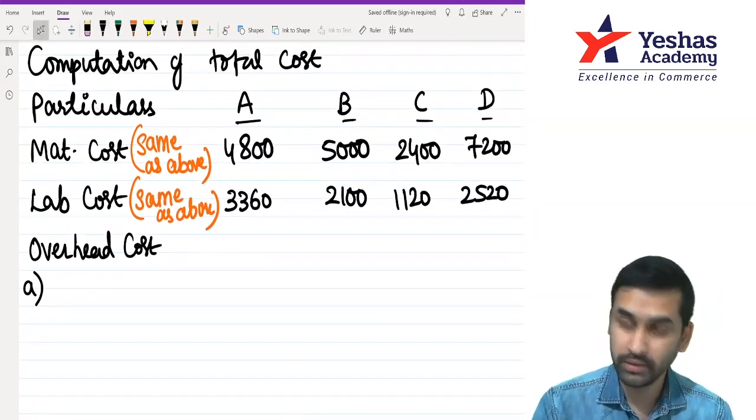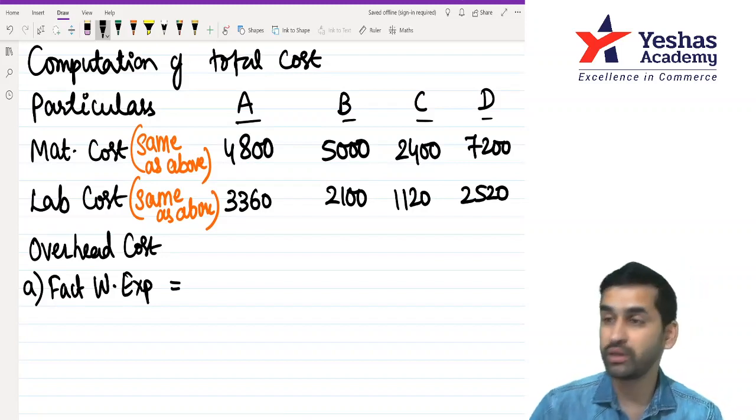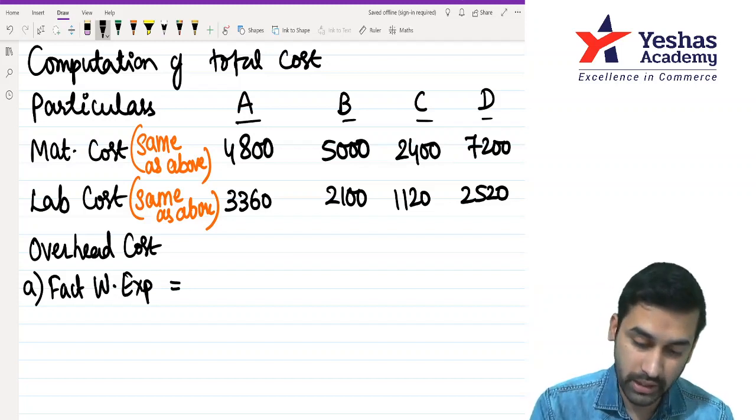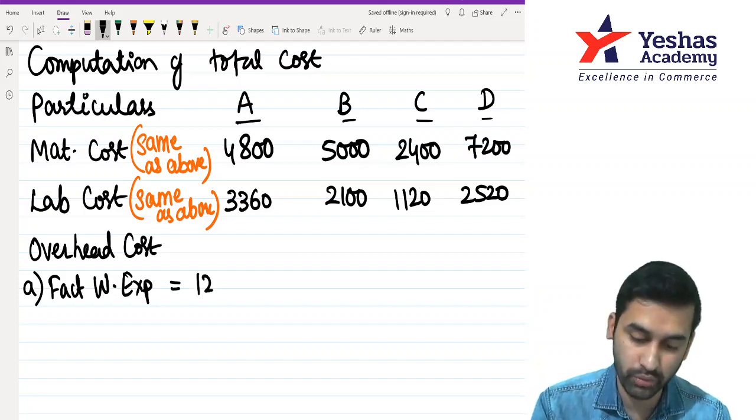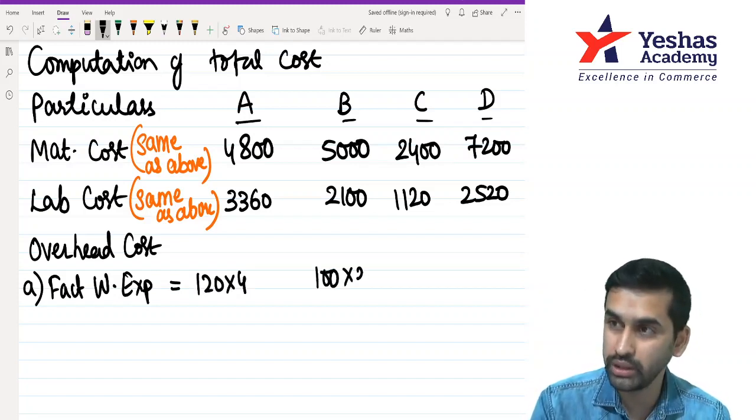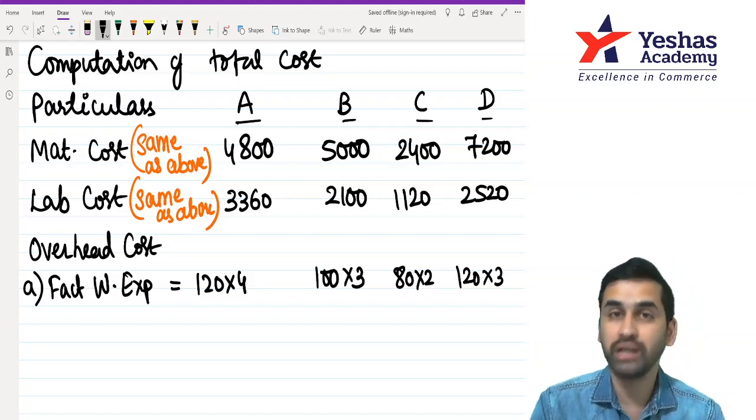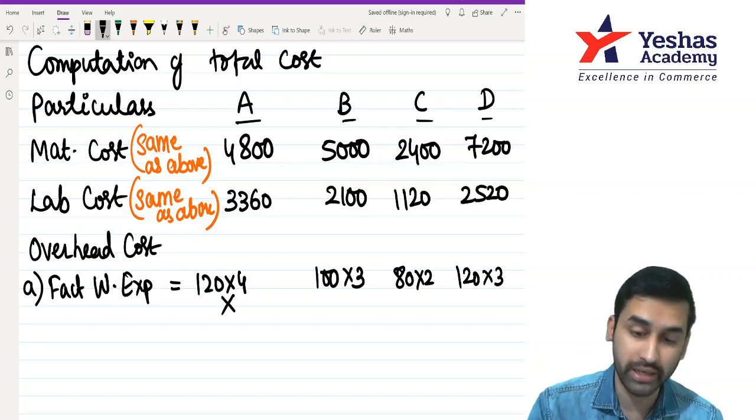Which is the first overhead? Sir, factory works expense. Okay. And what is the cost driver for this? Machine hours. Do we know how many machine hours for A? Sir, number of units into machine hour if we do, we will get, sir, 120 into 4. Okay, 120 into 4. Same way, 100 into 3. 80 into 2, 120 into 3, correct. But this is machine hours. You need to multiply this by the rate that you have calculated, ABC rate.